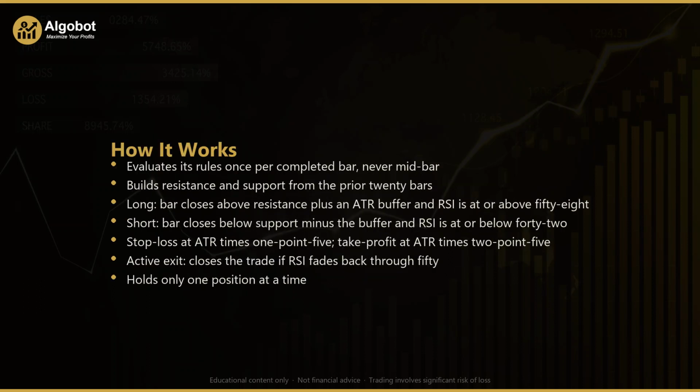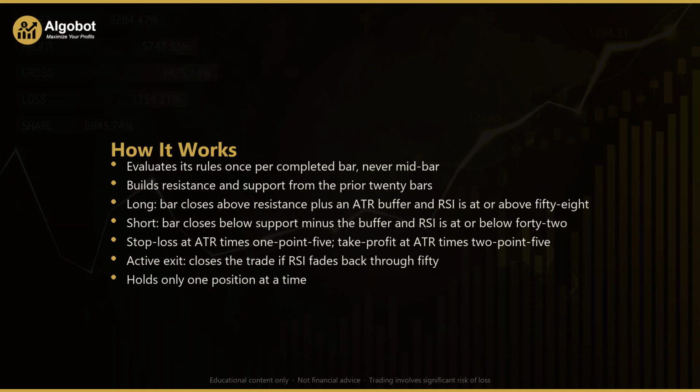Let's walk through the logic step by step. First, timing. The EA only evaluates its rules once per completed bar. When a new bar opens, it knows the previous bar has just closed, and that freshly closed bar is the one it studies. This avoids reacting to every flicker inside an unfinished candle.